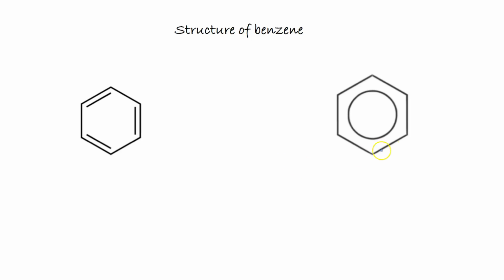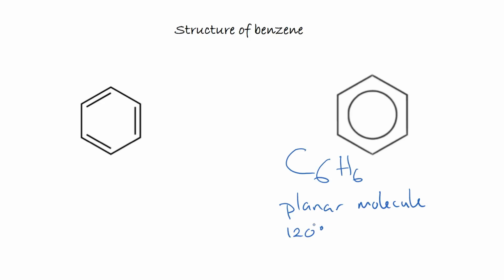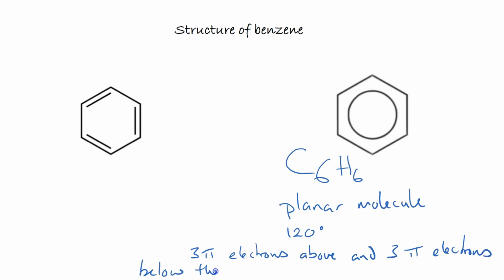So these pieces of evidence indicate that our benzene really is, as shown on the right hand side here, where we have six carbon atoms and six hydrogen atoms. It's a planar molecule with bond angles of 120 degrees, because they're all trigonal planar about the carbon atom. And we have three pi electrons above and three pi electrons below the plane of carbon atoms.